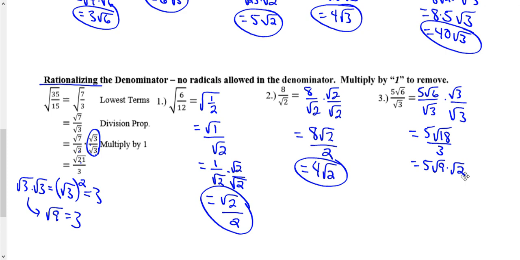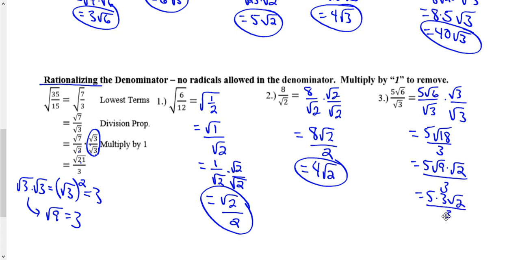I thought we were dividing 18 by 3. I can't divide 18 by 3. I can't multiply anything or divide into it. The square root is like a padlock, right? It's locked in there. You can't just multiply stuff unless you got another square, and then you can merge, right? What's the square root of 9? 3. So it's 5 times 3 times the square root of 2 over 3.